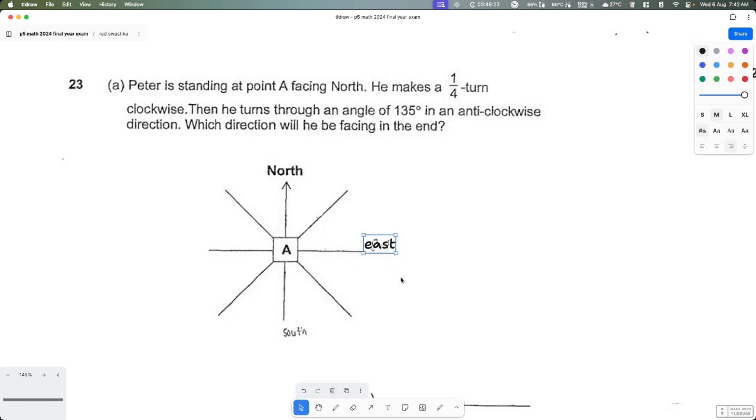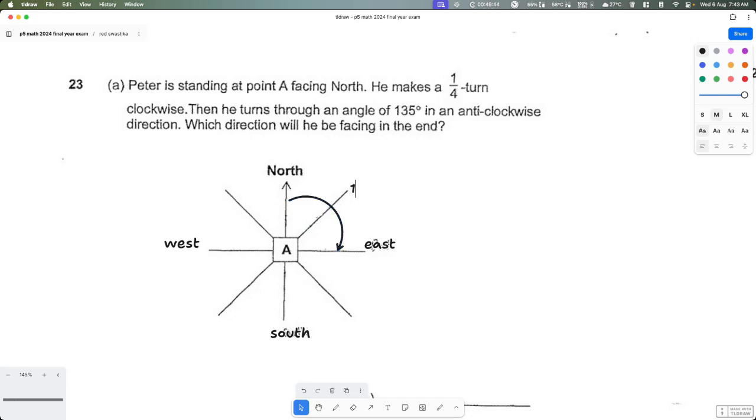Okay, so east. And then we have south, and then we have north, south, east, and then west. Okay, so from here, the first one is 1/4 clockwise. So 1/4 clockwise is this, right?